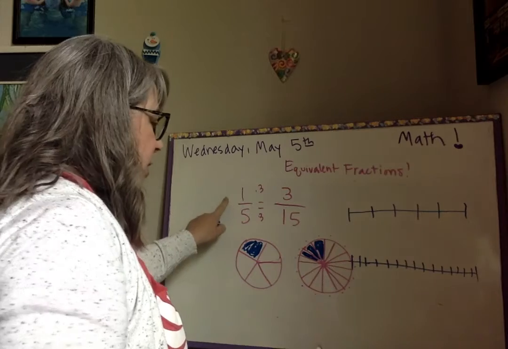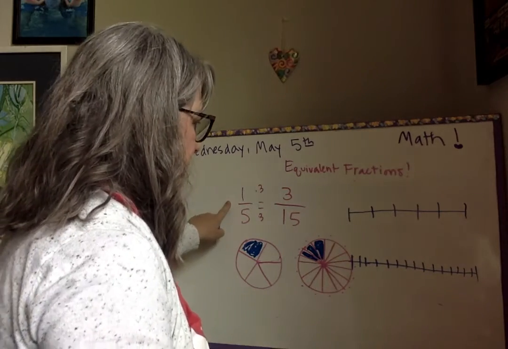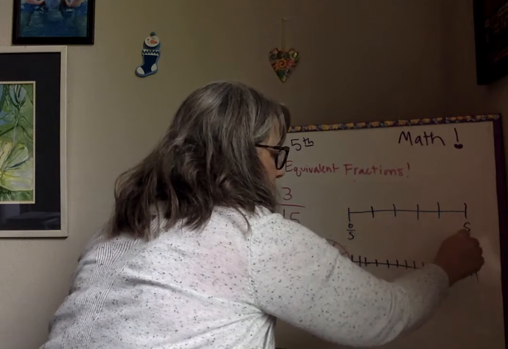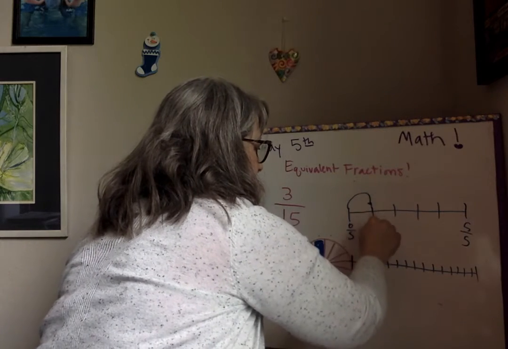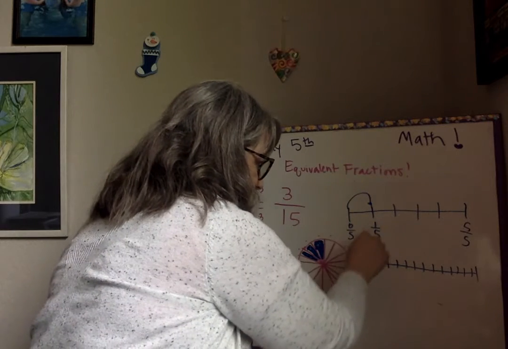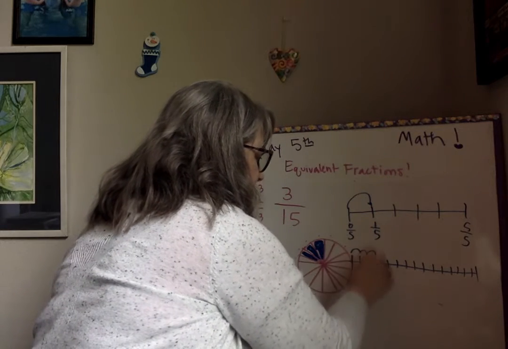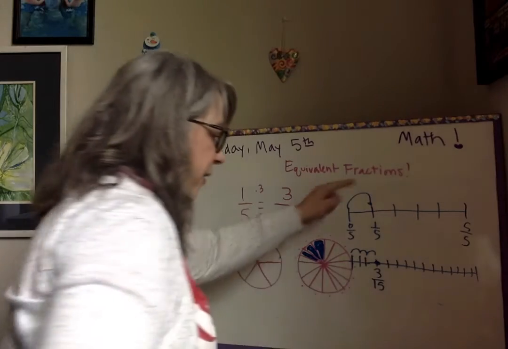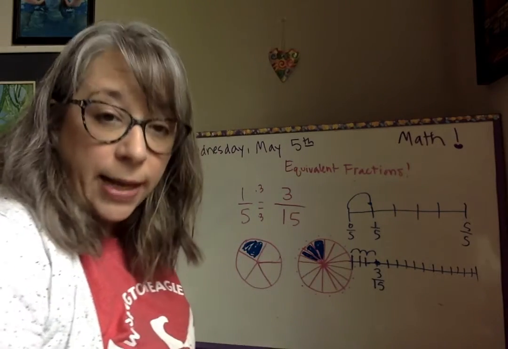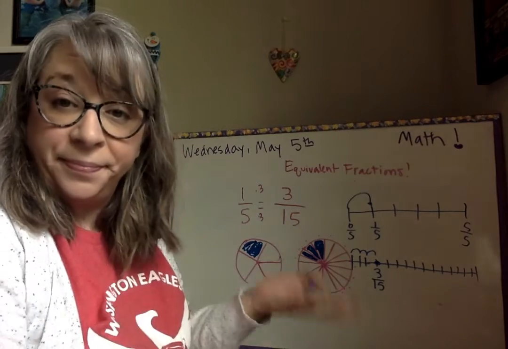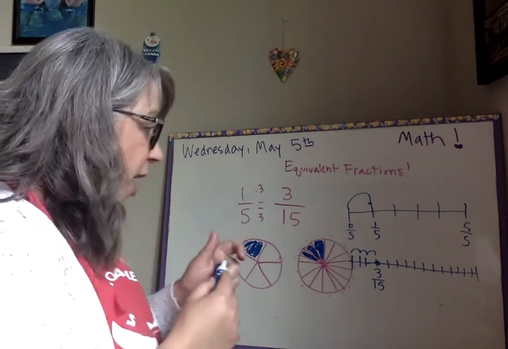Okay, so we're going to do 1/5. So this is 1/5. All right, now hopefully our 3 will fall right there. So 1, 2, 3. Well, look at that. 3/15. Are they falling in the same place on the number line? They absolutely are, because they are equivalent fractions. You got it.